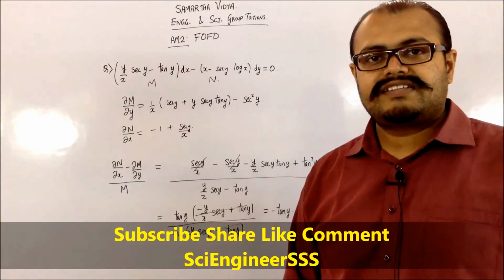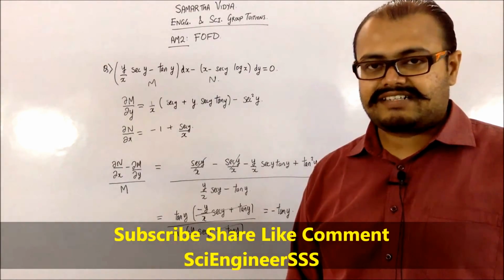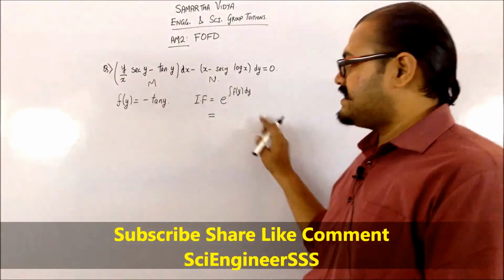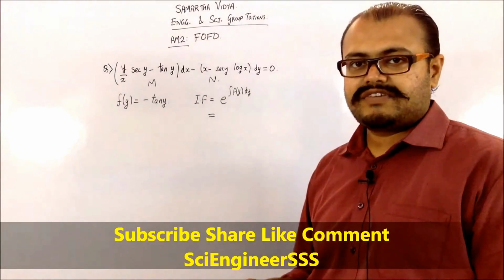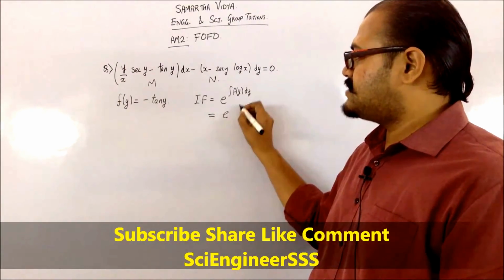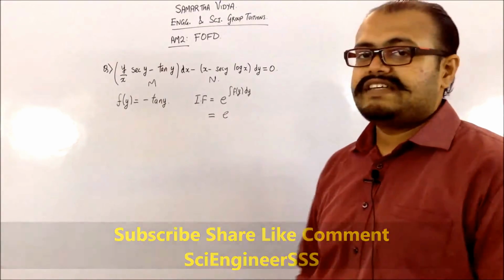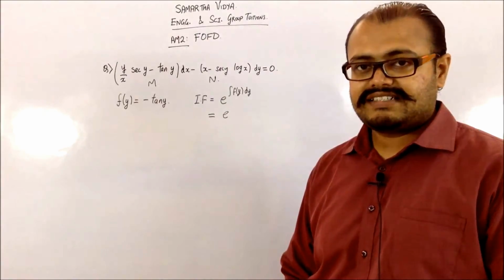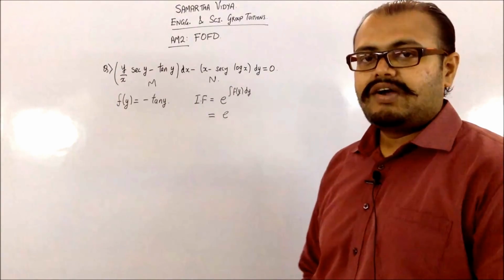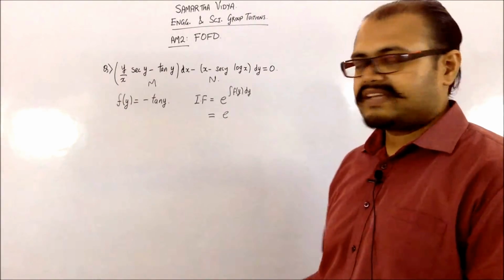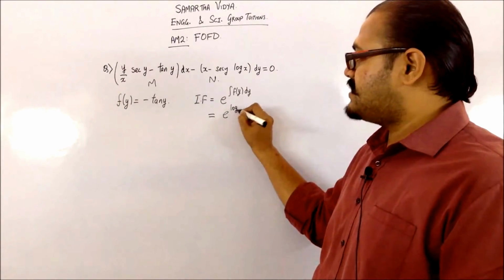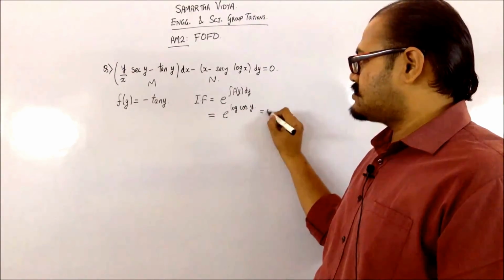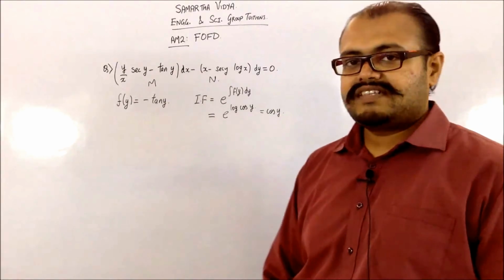Then we will follow the steps, that is, we have to find the integrating factor. We had found our f of y, which is minus tan y. So your integrating factor is e raised to the integration of f of y dy, that is e raised to the integration of minus tan y. We know that the integration of tan y is log of sec y, or it can be minus log cos y. So the minus minus gets cancelled out and we have e raised to log cos y, which is nothing but cos y. So we have found our integrating factor.